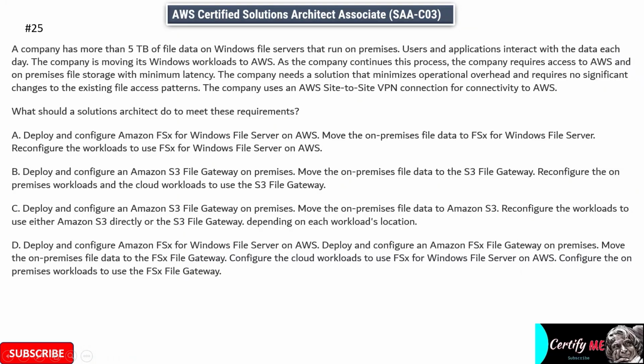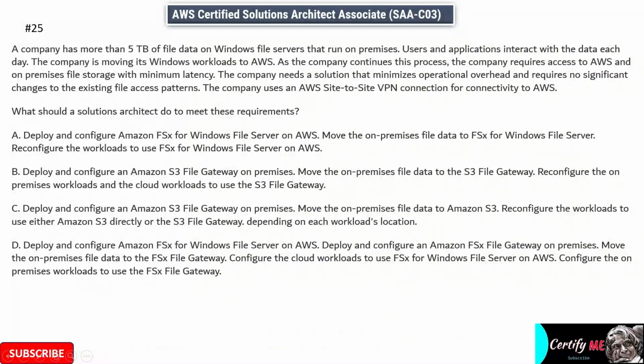Deploy and configure an Amazon FSx file gateway on premises. Move the on-premises file data to the FSx file gateway. Configure the cloud workloads to use FSx for Windows file server on AWS. Configure the on-premises workloads to use the FSx file gateway.